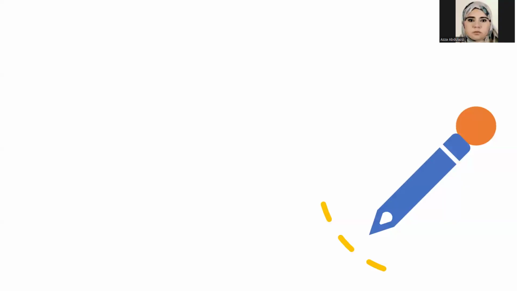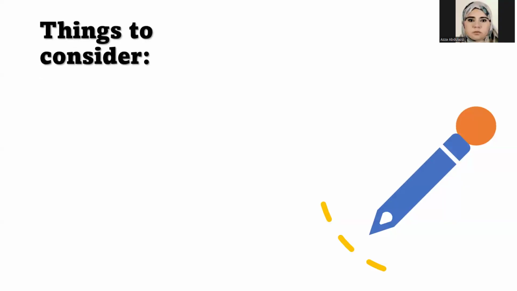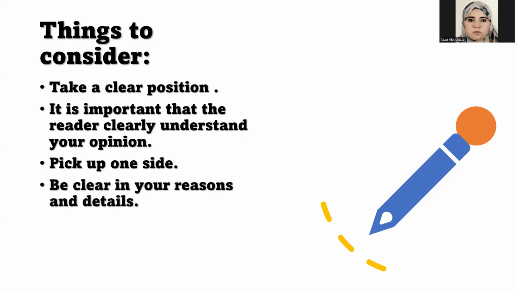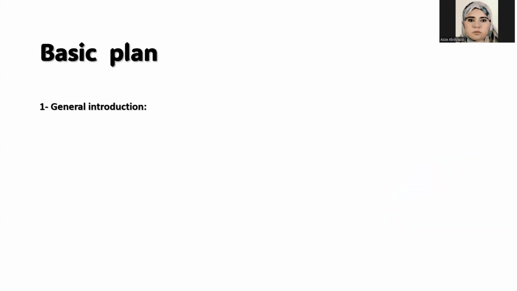Okay, before we start, we have some points that you need to consider. Number one, take a clear position. Stick to only one side of the topic being argued. And it's important that the reader clearly understand your opinion and pick up one side, as I just said, and be clear in your reasons and the details. Are you ready? Let's start how to structure an opinion school magazine article.